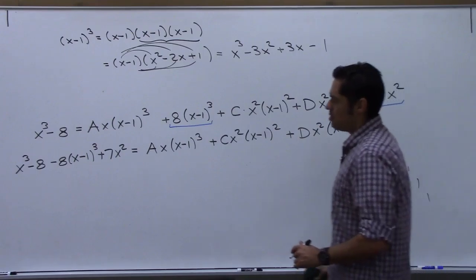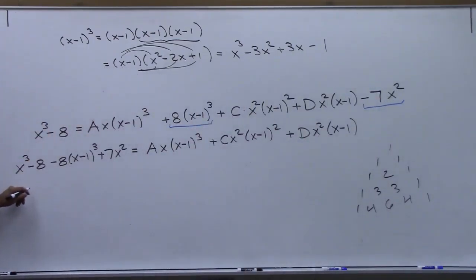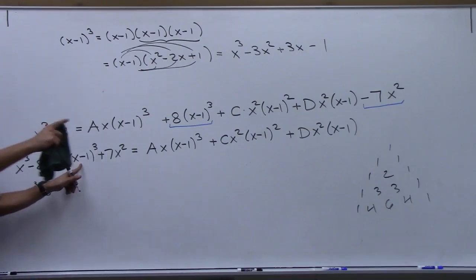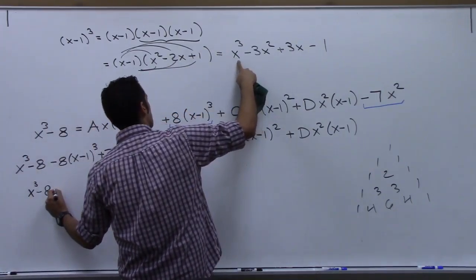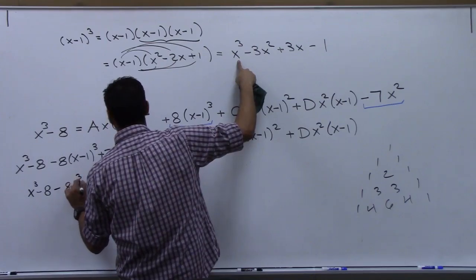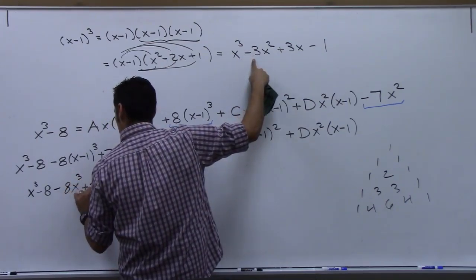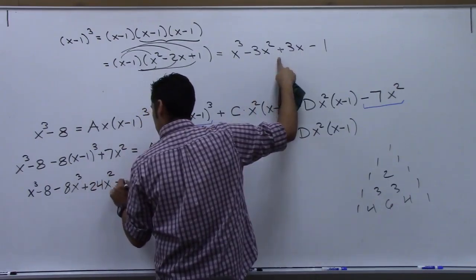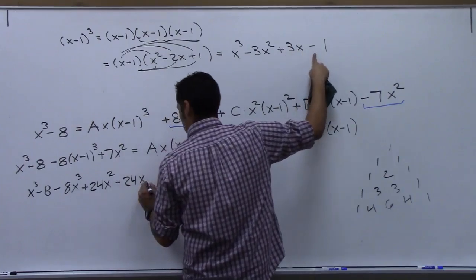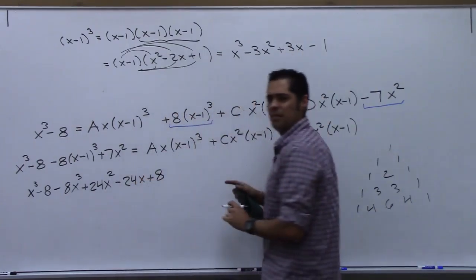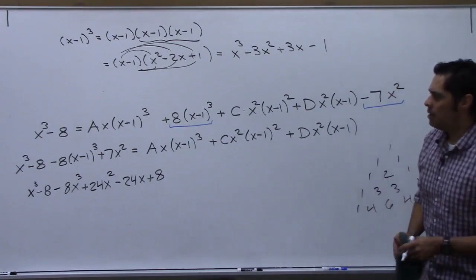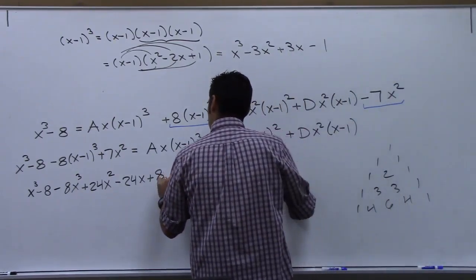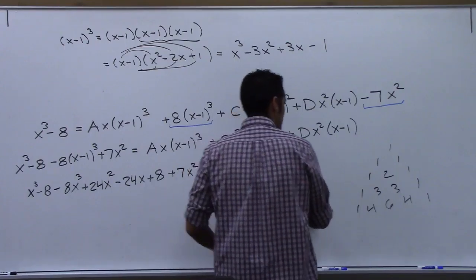All right, so let's do this right here. I have x cubed minus 8. I have negative 8 times this, which is that up there. So what happens if I hit this with negative 8? Negative 8x cubed plus 24x squared minus 24x plus 8. Are y'all following me? Yeah, there's just a lot of math. I know, this is unpleasant, okay, but this is just part of the nature of the beast.